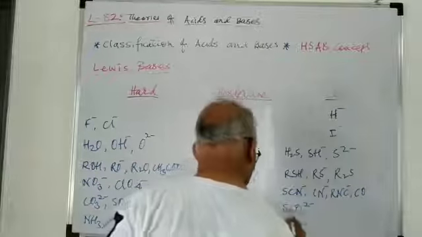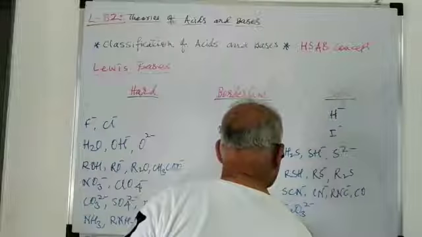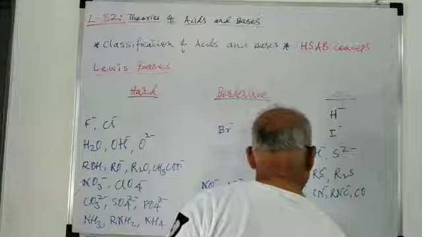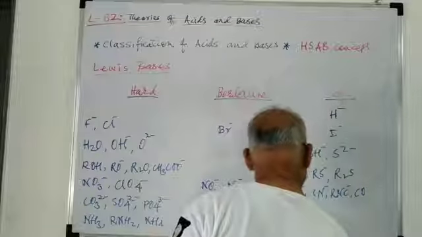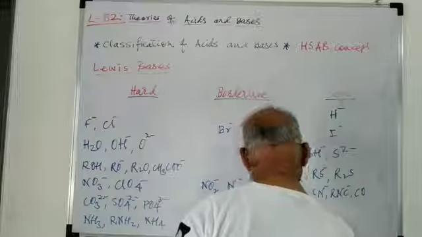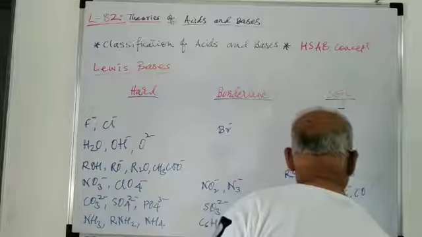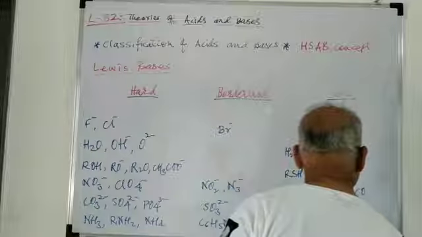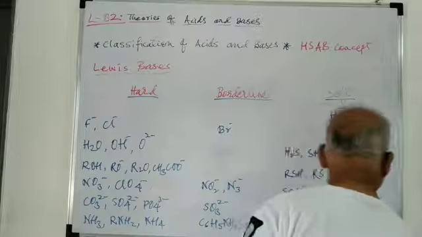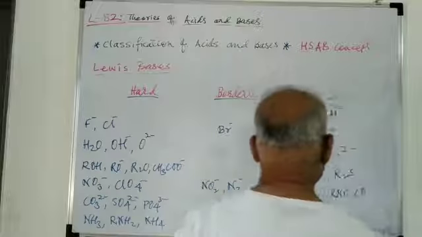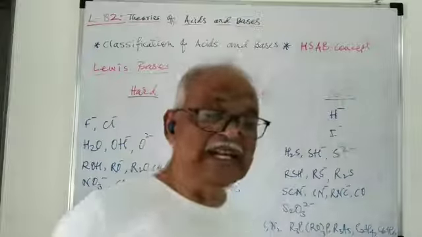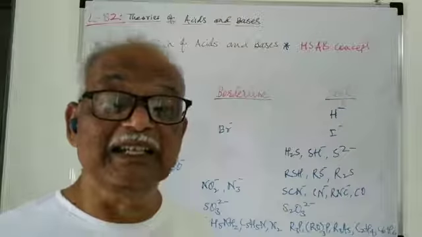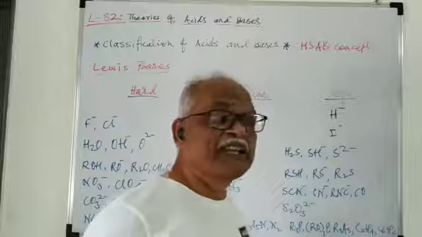Then under the soft category, the species are R3P, phosphorus compounds, similarly (RO)3P, then R3As, then C2H4 and C6H6. So these organic species which contain pi bonds or pi electrons also come under this soft category.